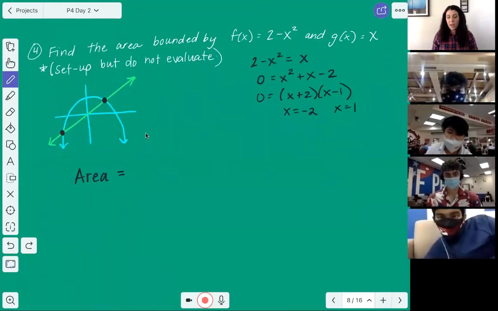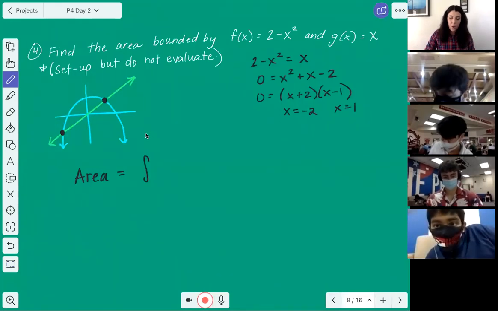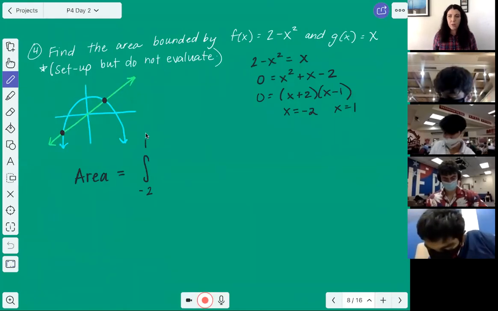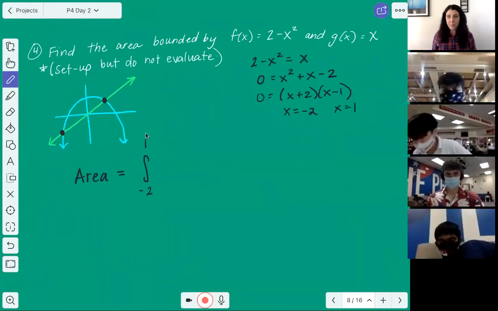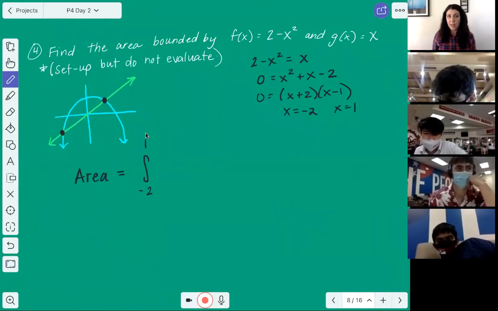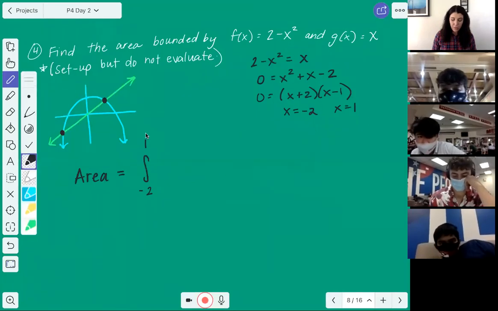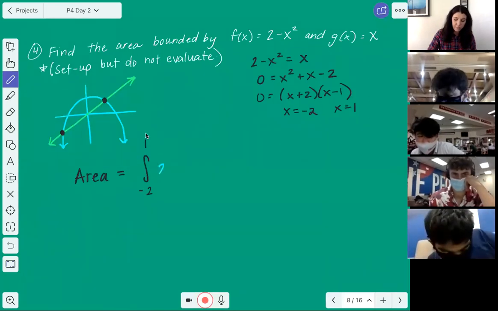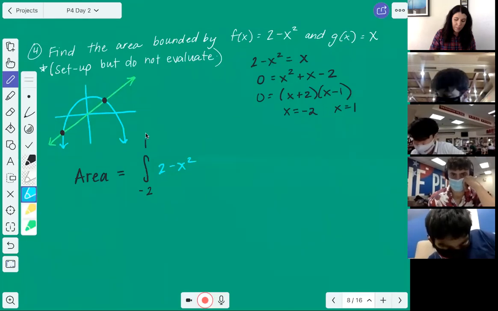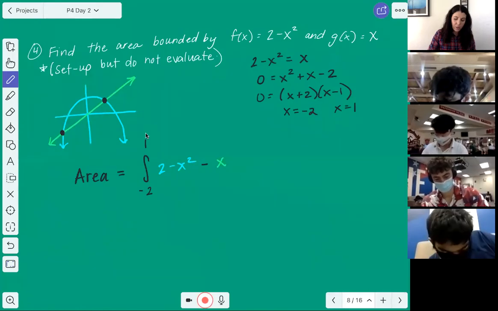Okay, so area equals, if you guys remember, we're going to put an integral because that's how we find area. We're going to put our leftmost bound on the bottom. So -2 goes on the bottom. Our rightmost bound goes on top. 1 goes on top. And then we're always doing top minus bottom when we're taking it with respect to X, which we are in this case. So we are doing top minus bottom, meaning that curve 2 minus X squared minus the other curve, which in this case is a line, which is X.